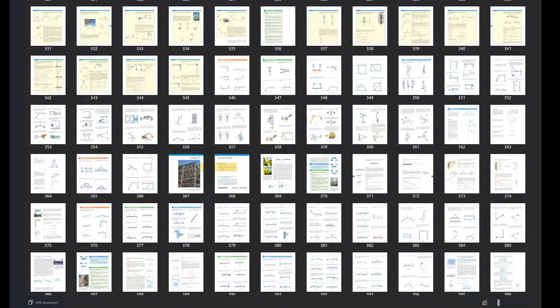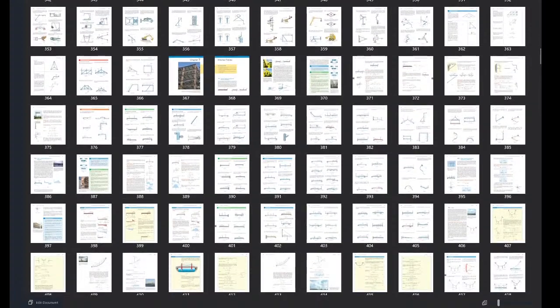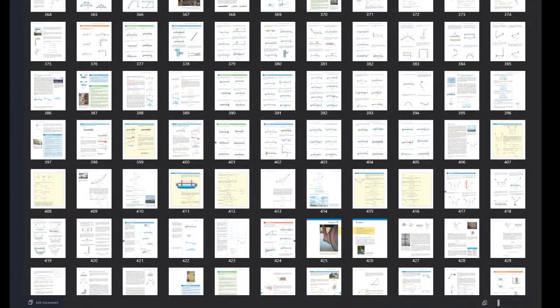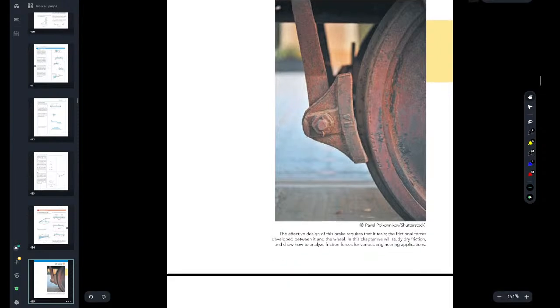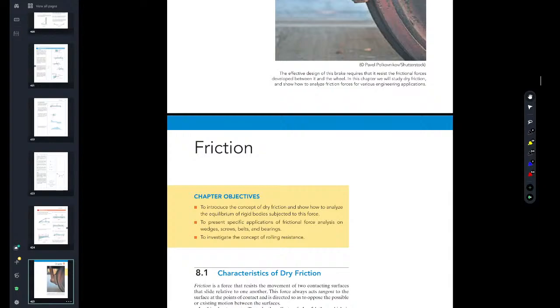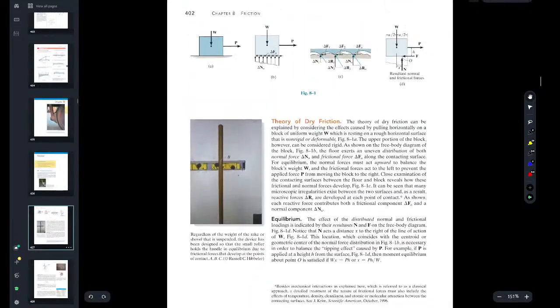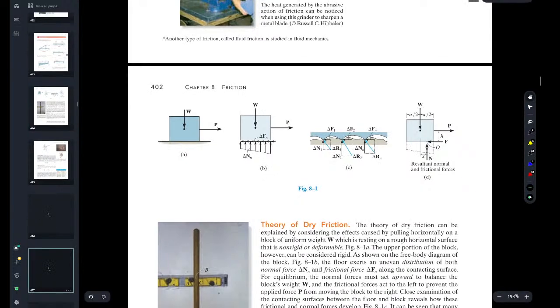Alright, what I want to do today is just start us in the mindset of friction. So you have internal forces on this page, 368. You move along to the point where you reach the next chapter, and it has a picture of a wheel. Let's try it again. There we go. So it has a wheel, and it's friction.